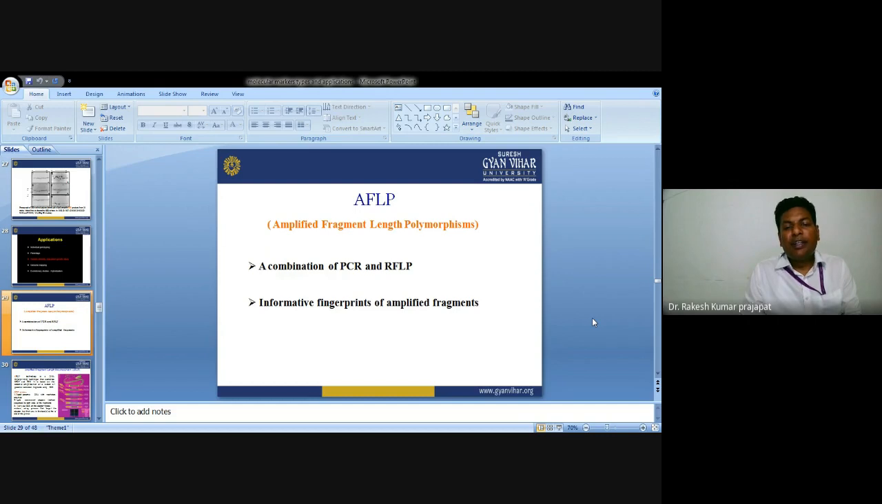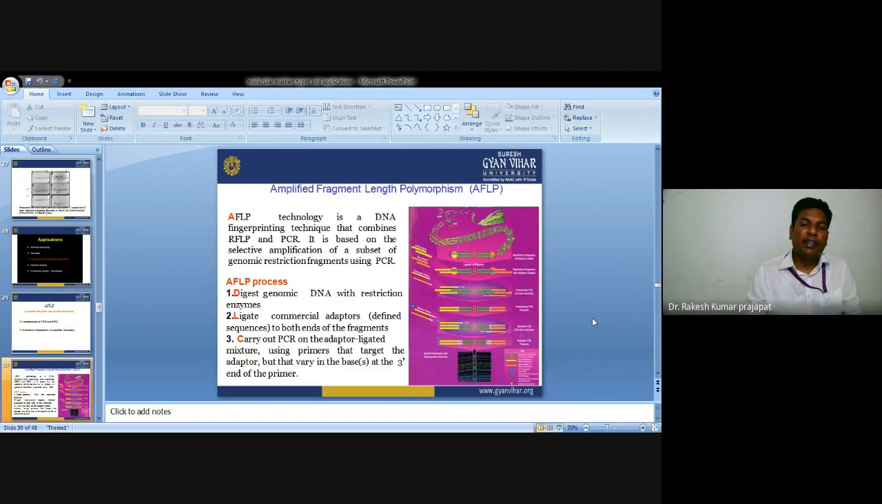The informative fingerprints of amplified fragments are very important, so this leads to the development of AFLP. The AFLP technology is a DNA fingerprinting technique that combines RFLP and PCR. It combines these two technologies. It is based on the selective amplification of a subset of the genome's restriction fragments using PCR.